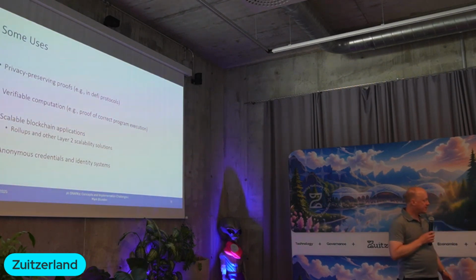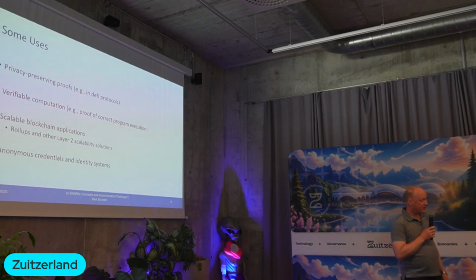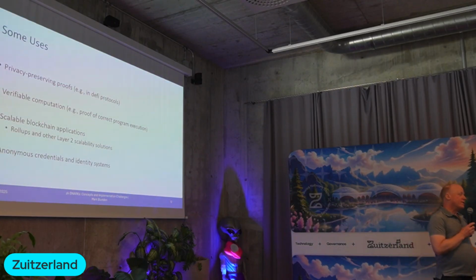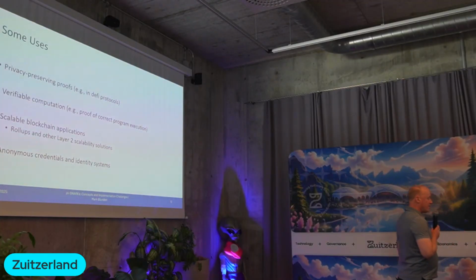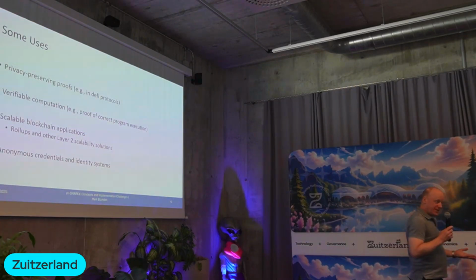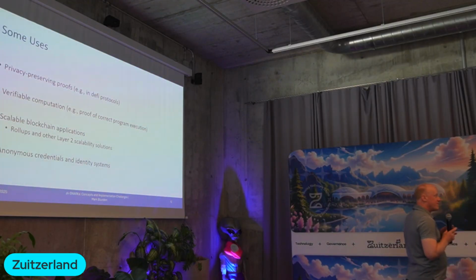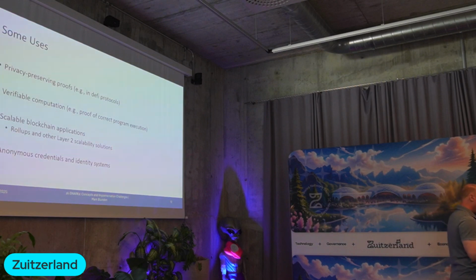So in terms of some of the real-world use cases now for ZK-SNARKs, we have privacy-preserving protocols in DeFi. We have verifiable computation, which we kind of touched upon already. Things like roll-ups and anonymous credentials. So you can prove that you are, say, an employee of a company, therefore you have the right to access something, but you don't actually reveal your true identity. So lots of different things you can do with ZK proofs.